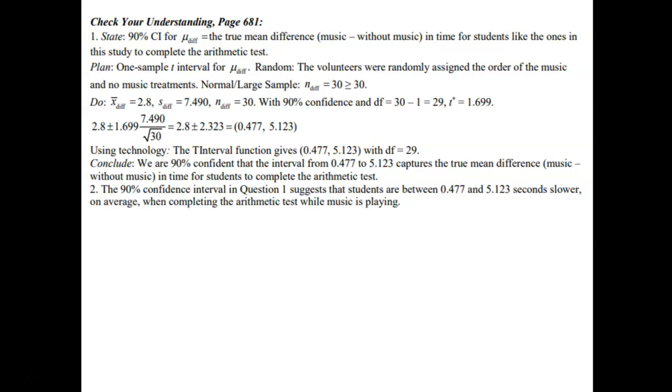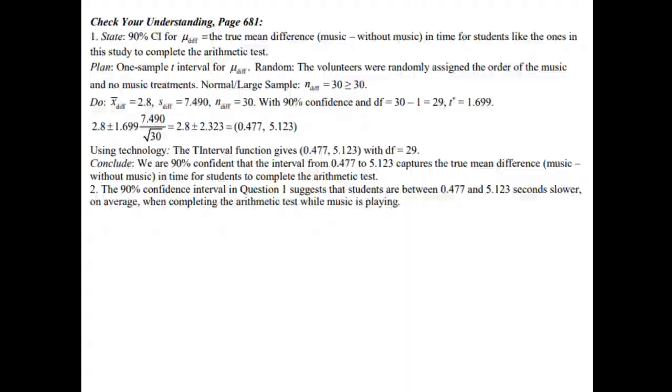The do step. It's up to you how you do it. You can use the formula. You could use technology. You just have to make sure that if you're using technology, you state that you used a one sample T interval and give the interval itself from technology, and then also state the degrees of freedom, which happen to be the same degrees of freedom from up above because it was just 30 minus 1. And then we're going to conclude. So 90% confident that the interval given captures the true mean difference, music minus not music, in time for students to complete the arithmetic test.